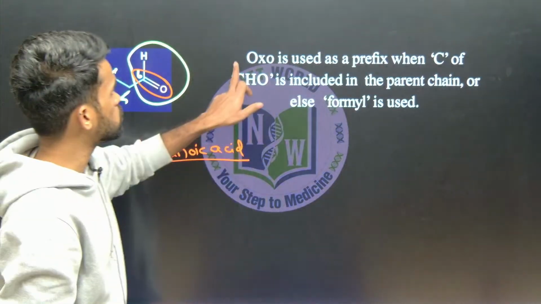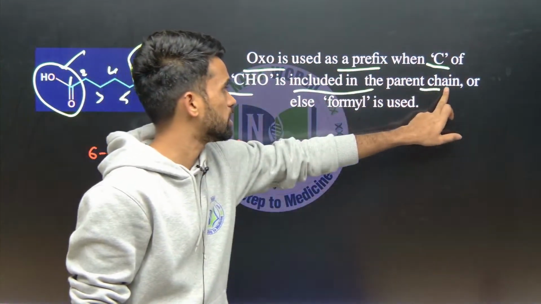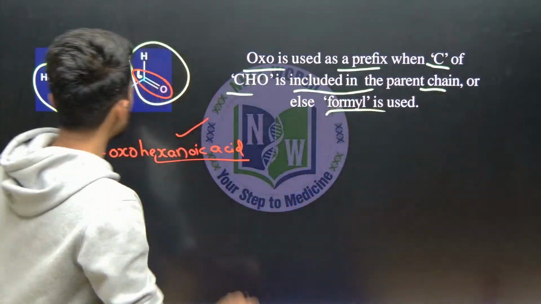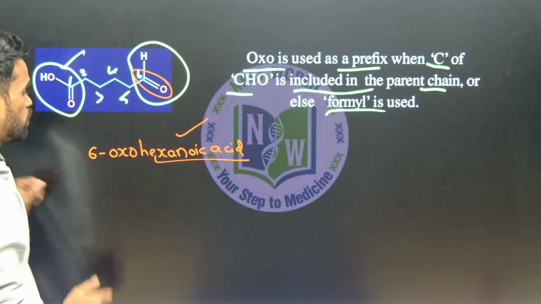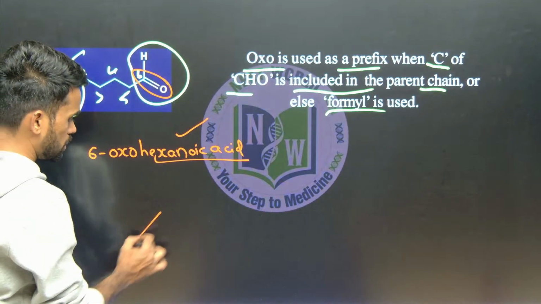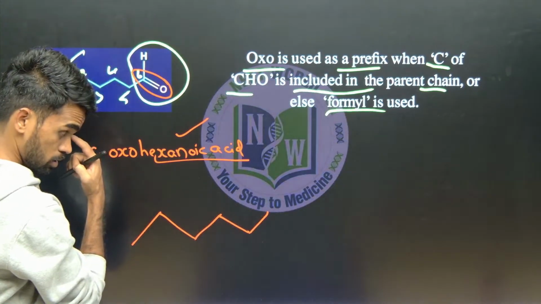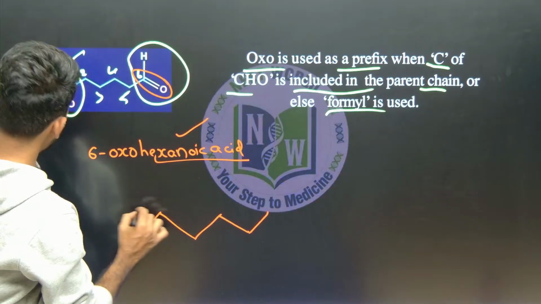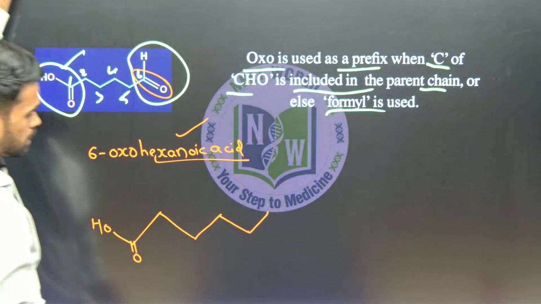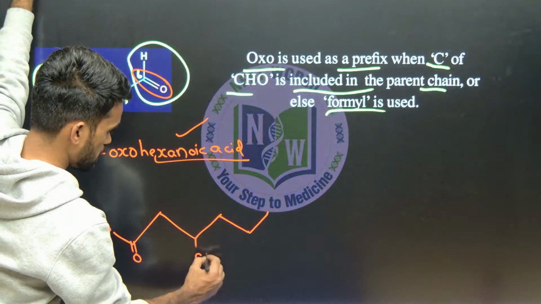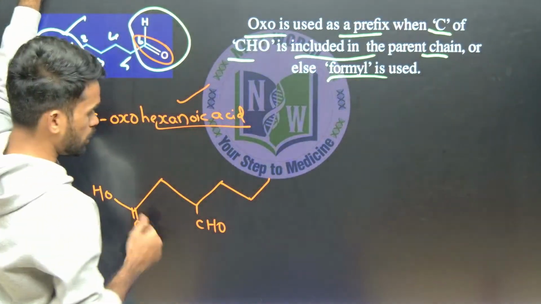See, oxo is used as a prefix when the carbon of CHO is included in the parent chain, or else formyl. If this carbon is not included in the count, look at what I am writing here. I put COOH here, and next I am writing one CHO group. Now what will be the IUPAC name of this compound? Tell me.